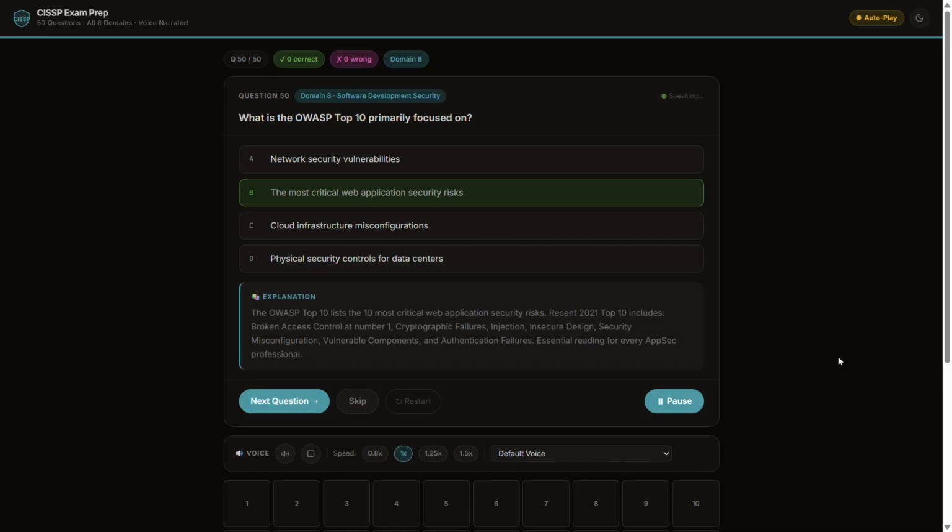Correct answer: B. The OWASP Top 10 lists the 10 most critical web application security risks. The 2021 Top 10 includes: Broken access control at number 1, cryptographic failures, injection, insecure design, security misconfiguration, vulnerable components, and authentication failures. Essential reading for every security professional.